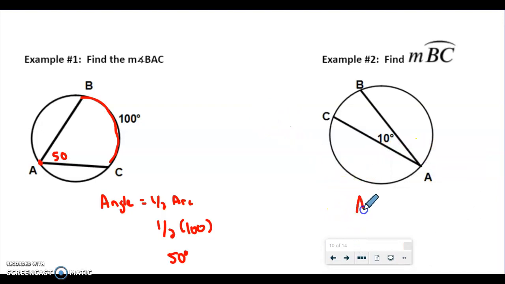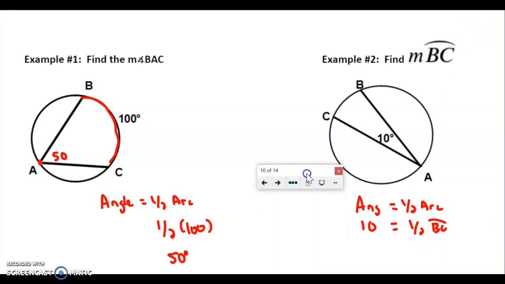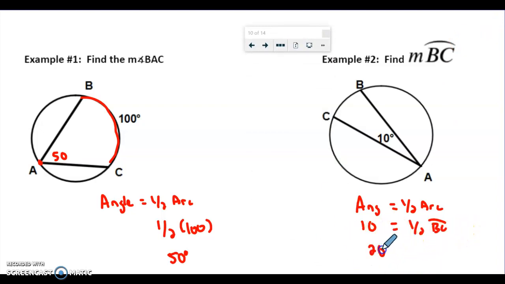All right, so angle equals half arc. So in this case, what do I know? Do I know my angle or do I know my arc? And in this case, it looks like I know what my angle is. So 10 equals half of BC. Well, BC is the arc that we're trying to find. So half of what gets me 10? So we could multiply both sides by 2 or divide by 1/2, and you guys would get it to be 20. That's what BC is.